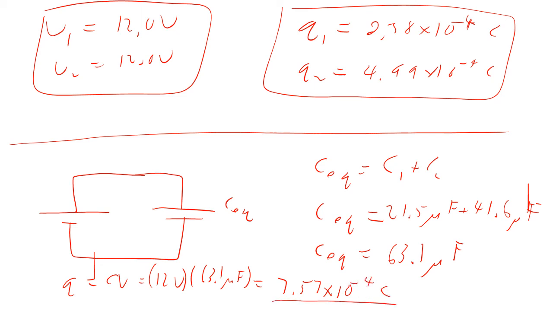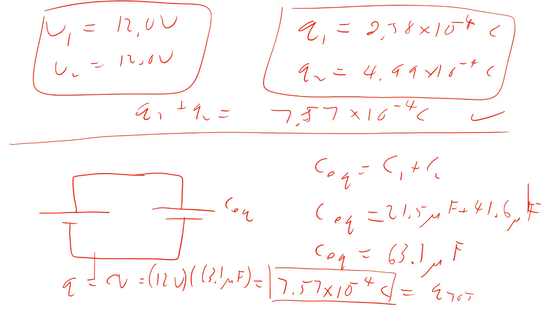Now, that number is your total Q. So what happens if we add Q1 plus Q2? Because that should add up to the total. So if I add Q1 and Q2, that comes out to be 7.57 times 10 to the minus 4 coulombs, which we expect it to be.